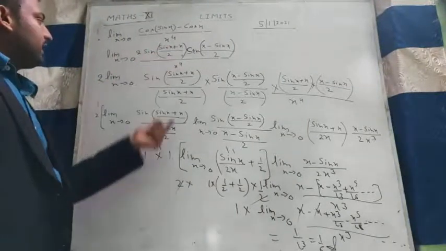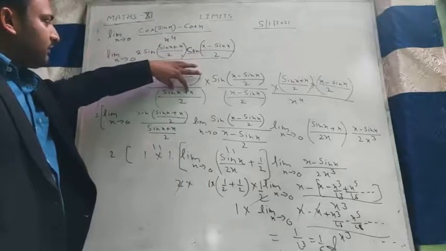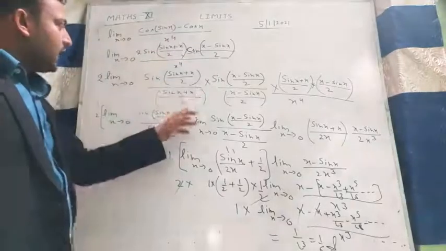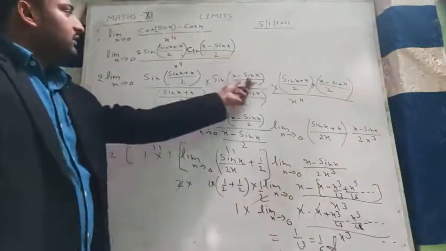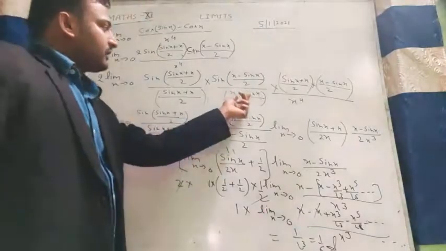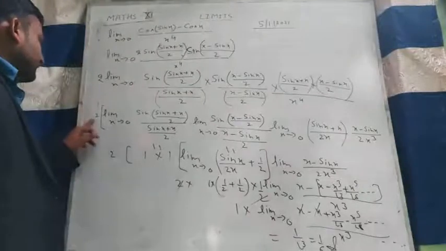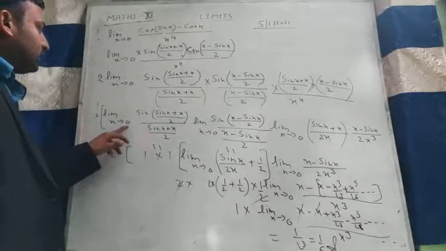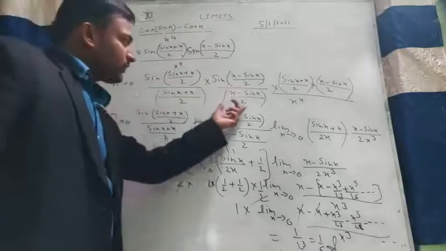We are dividing and multiplying. So here we write dividing by (sin x plus x) by 2 and multiplied by (sin x plus x) by 2. Okay, again here this is (x minus sin x) by 2. So we are dividing with (x minus sin x) by 2 and multiplying with (x minus sin x) by 2, and divided by x to the power 4. Okay, student, so taking 2 outside, limit x tends to 0, this part, and taking the limit with this part also.